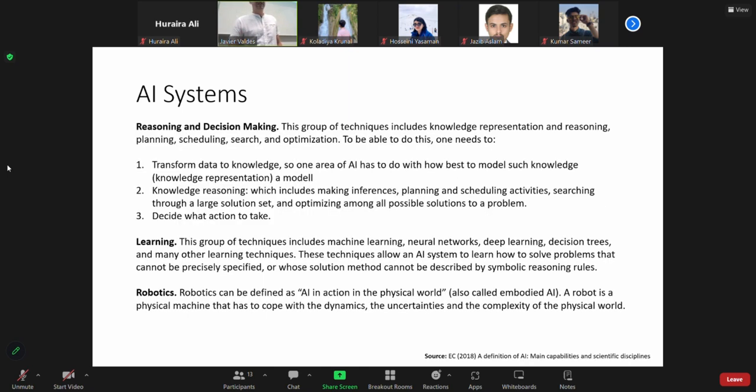So let's think about AI systems again, reasoning and decision making. All the techniques that take into account knowledge representation. We have already seen this. We know how to represent knowledge in different forms. We know how to transform data to knowledge in different ways for different specific problems. And we can also do inference and reasoning, yeah? So we can infer from a specific set of rules or whatever. We can write algorithms, we can understand those algorithms, we can work with them.